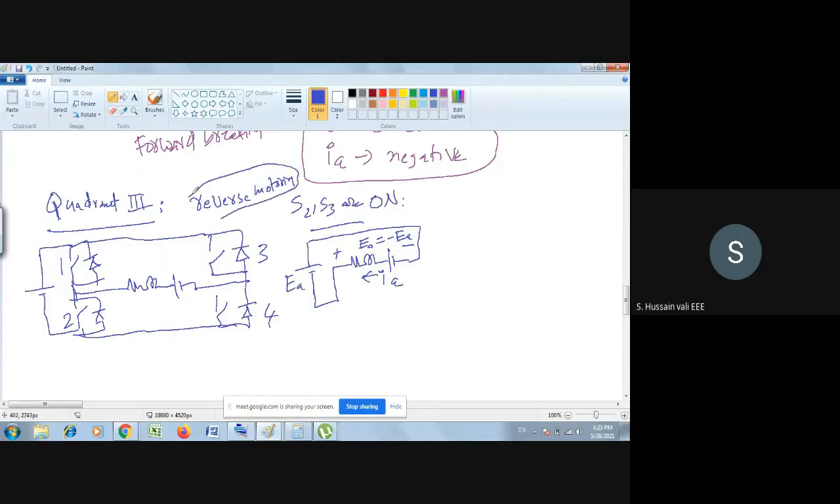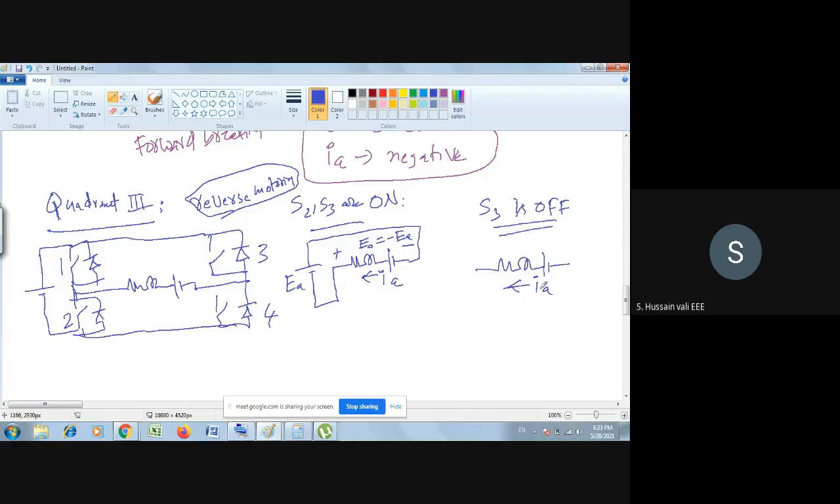Okay. You will force the switches to conduct and the current will flow in this direction. Similarly, now S3 is off. If S3 is off, this current will not change its direction.